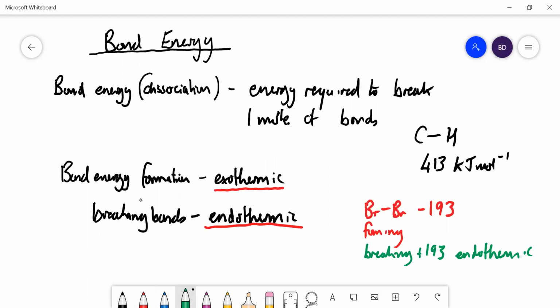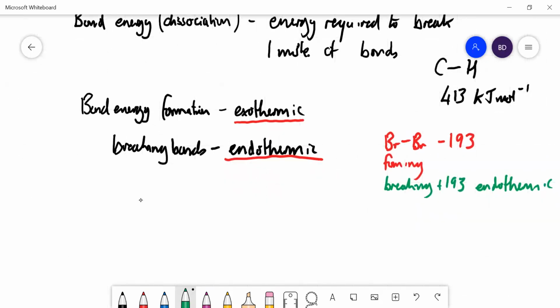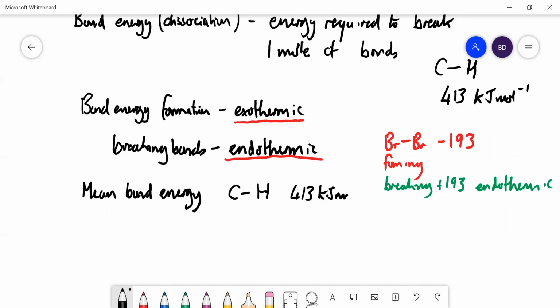Also, you'll frequently see, instead of just bond enthalpy, it will say mean bond enthalpy or energy. What that means is, if you get a value for C-H, and most data books quote it as 413 kilojoules per mole, the actual strength of a carbon-hydrogen bond depends on the molecule. It's slightly different in every single molecule, and the value given there is a mean value.